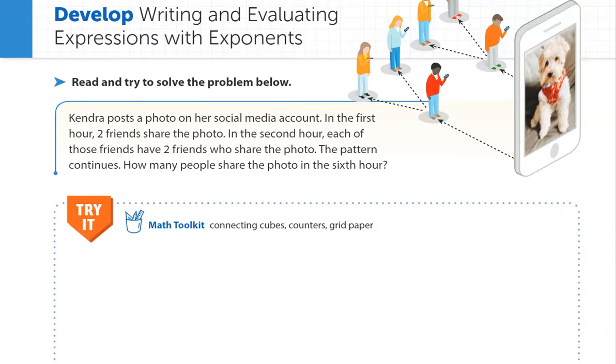Kendra, here's your Triad Problem. Kendra posts a photo on her social media account. In the first hour, 2 friends share the photo. In the second hour, each of those friends have 2 friends share the photo. This pattern continues. Every hour, each person has 2 more people share the photo. How many people share the photo in the 6th hour?